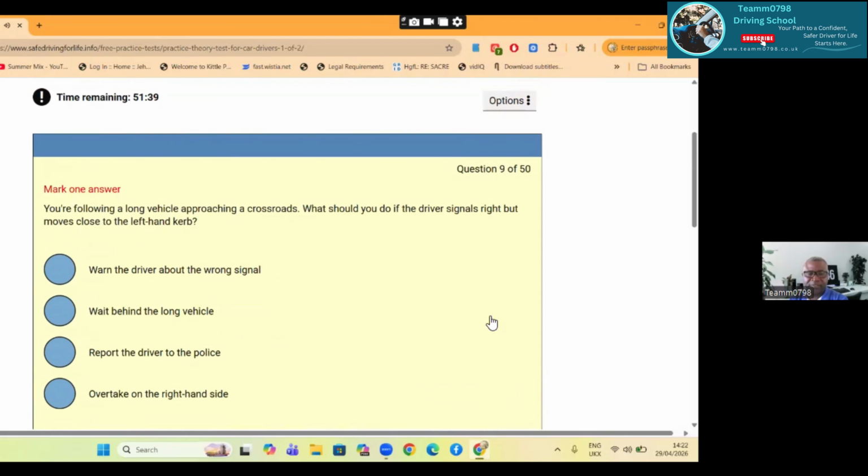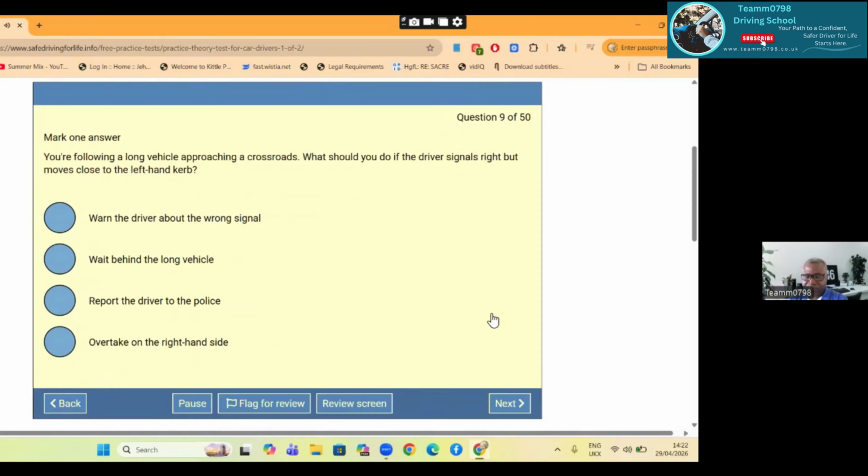Mark 1 answer. You're following a long vehicle approaching a crossroads. What should you do if the driver signals right but moves close to the left-hand curb? Okay, so long vehicles need extra room to turn. So what you should do as a safe driver, just stay behind, let them negotiate and do whatever they want to do. The road then becomes clear and then you can proceed. Do not try to warn the driver about the wrong signal. None of our business, okay? We're not there to police the road.